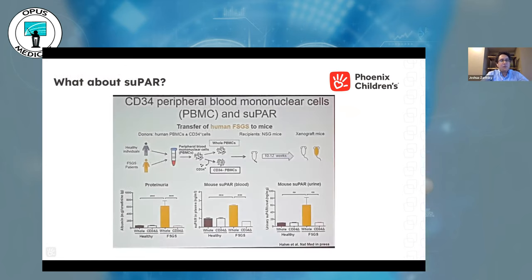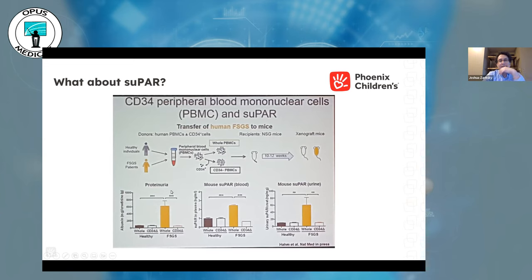Now, I just want to let you know that people are still interested in suPAR. And this shows you how far the field has advanced and how we're really getting to be able to study FSGS. This was a study where they actually took peripheral bone marrow cells from patients with FSGS, isolated them, and injected them into humanized mice, and were able to create a xenograft mouse model with the peripheral bone marrow cells of healthy people and patients with FSGS. And they were actually able to create a mouse model of FSGS. That's how much we're moving in the field of studying FSGS.